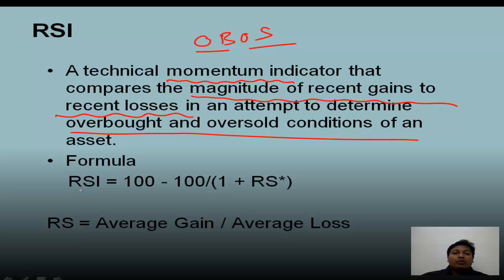What is the formula of RSI? RSI is very simple. RSI is equal to 100 minus 100 divided by 1 plus RS, where RS is equal to average gains divided by average losses. This is just for your information. You don't really need it. What is more important is how you use this indicator.